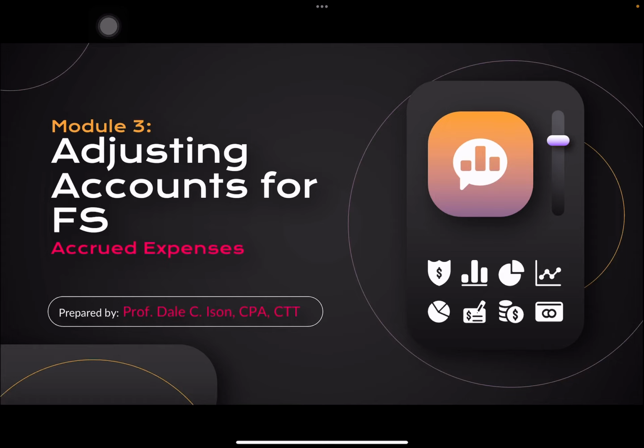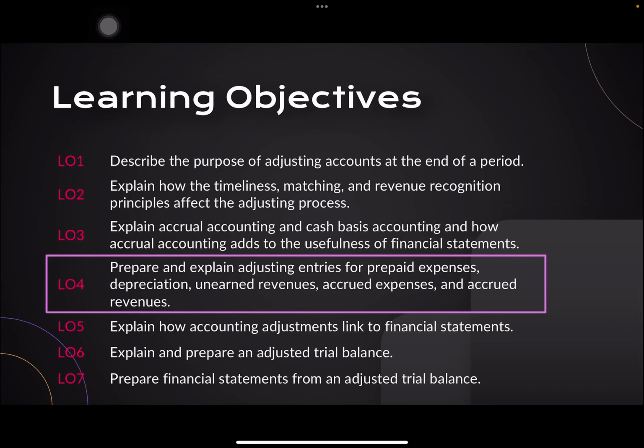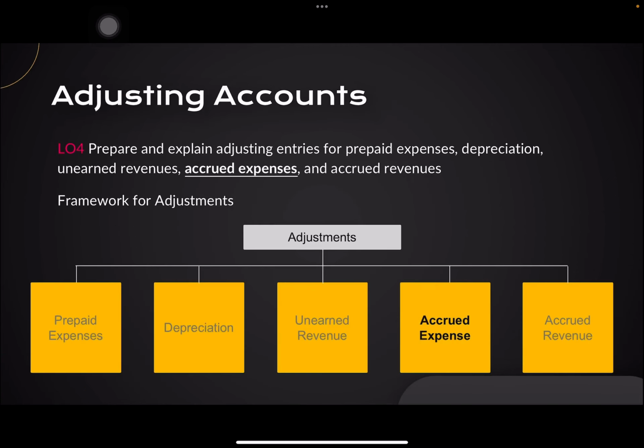So for this session, we will still be discussing adjusting accounts for financial statements, specifically the accrued expenses. For this video, we will prepare and explain adjusting entries, specifically the accrued expenses. So you might be wondering right now, what are the accrued expenses? What's the definition of this? And what are the transactions that give rise to this type of expense?